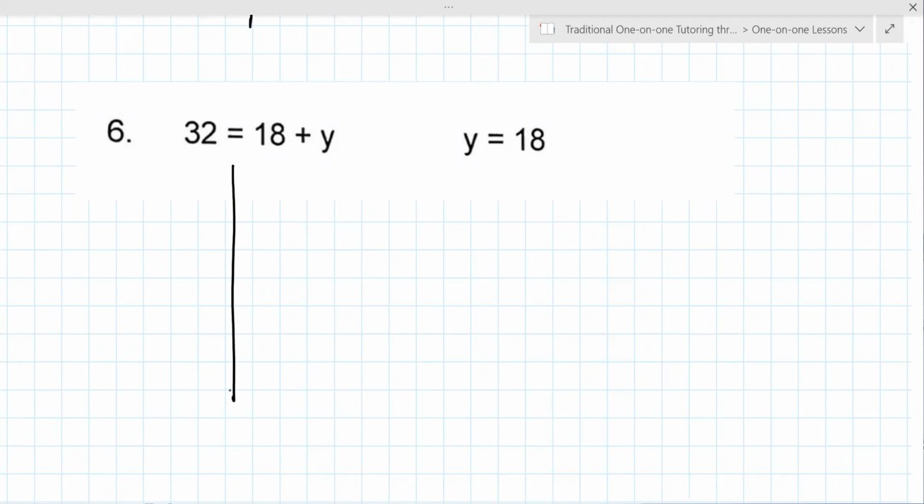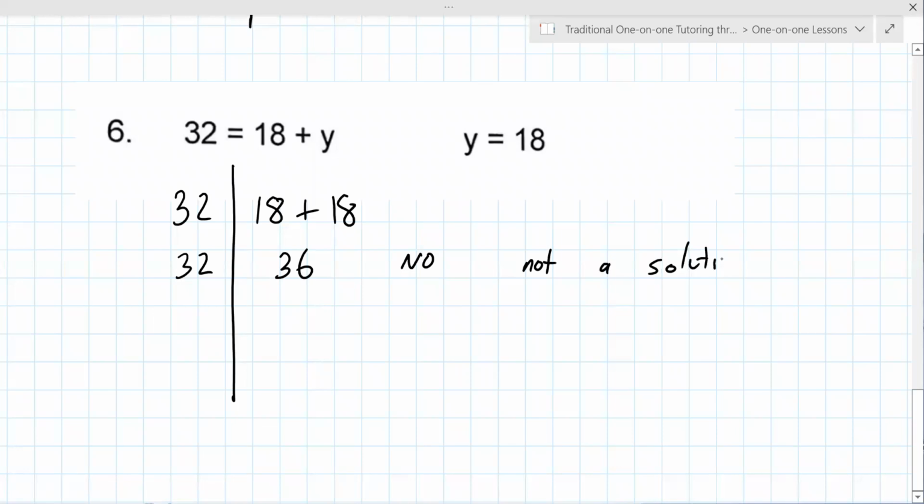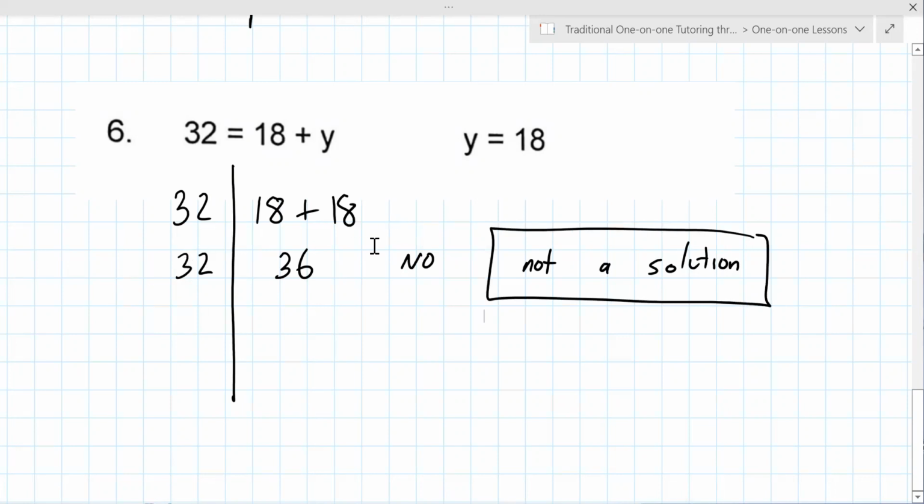I don't think so. On the left, it's 32. On the right, it's 18 plus 18. I thought it was 36. Yes. Are they the same? No. So you would say not a solution. Your instructor is looking for some sort of sentence. Even though both of you know that these are not the same, and even if you write the word no, she's still looking for a few words that say that you understand.